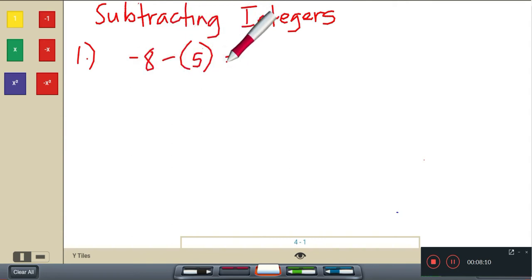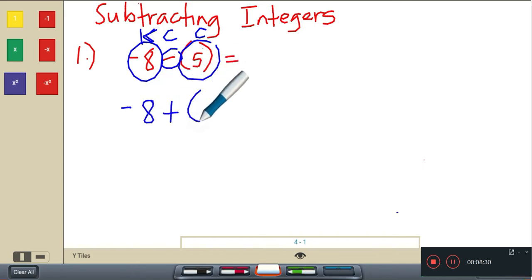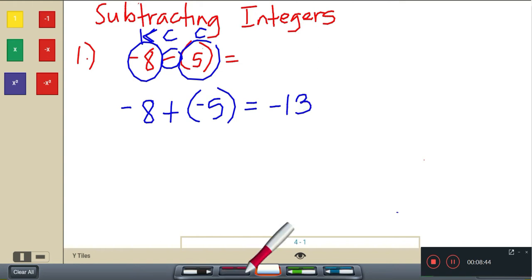I always ask my students to circle that. Negative 8 is the sign, and 5. So negative 8 minus 5. You have keep, change, change. Negative 8 will stay. Make this a positive, and you have positive to negative 5. You follow the same rule: negative 8 plus negative 5 is negative 13. Next, we have another example.